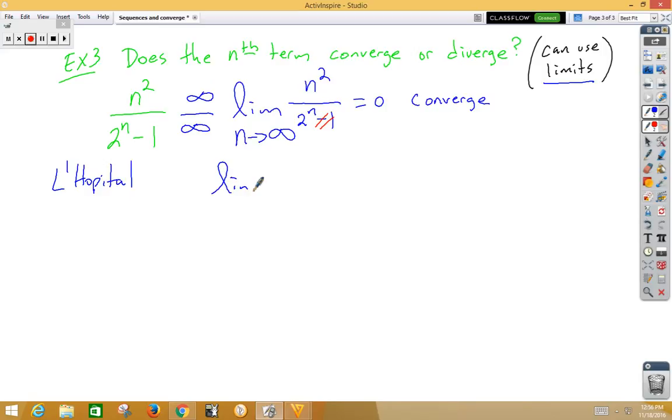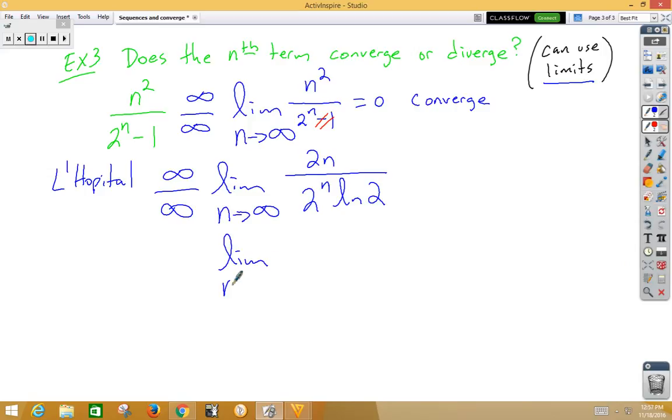So if I rewrite this as the limit as n approaches infinity, if I do L'Hopital, the derivative of the top would be 2n. Derivative of the bottom, well, that's an a to the n problem. So if I do a to the n, I would get 2 to the n natural log of 2. Well, if I plug in again, once again, I get infinity over infinity. So I can L'Hopital again.